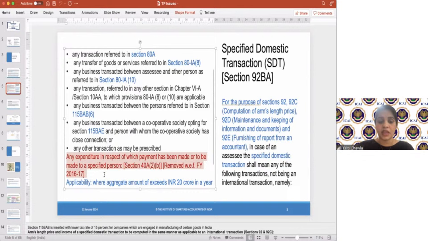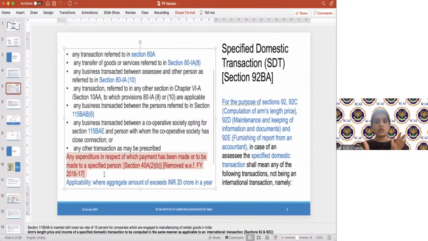Another thing that happened was that initially there was a threshold of 5 crore rupees for specified domestic transactions. All the transactions covered under SDT, you have to club together and add up the value. If the value is more than 5 crore rupees, then SDT provisions were applicable. But with effect from financial year 16-17, they've increased the threshold, and today the threshold is 20 crore in 1 year.